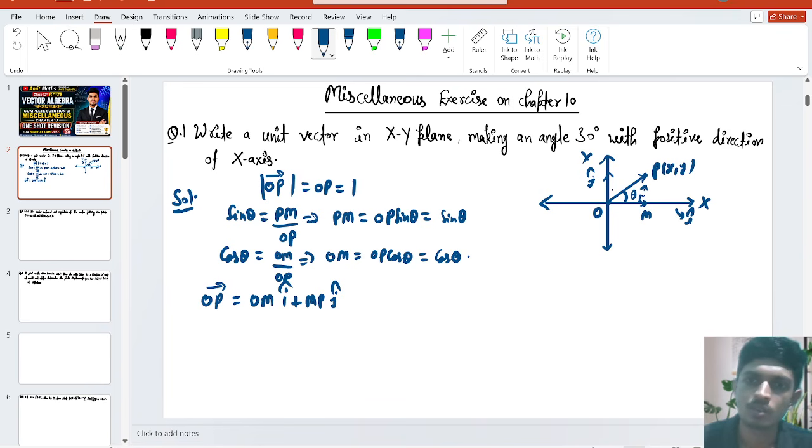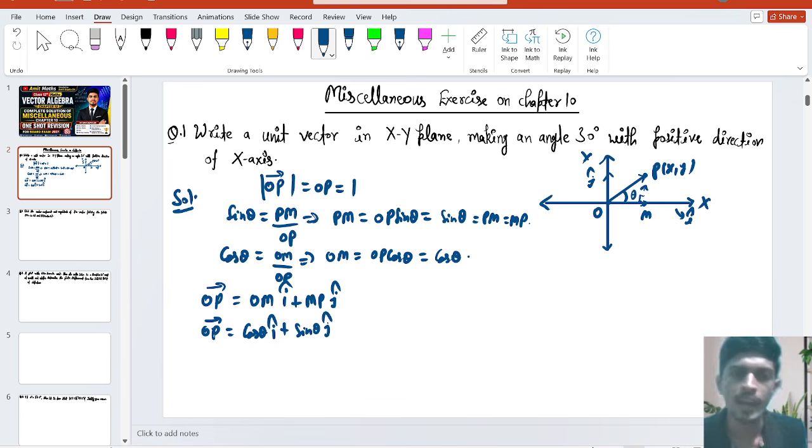OP is a unit vector, OM is equal to cos theta, so this is cos theta i cap. MP means PM, both are equal, so MP is equal to sin theta, so sin theta j cap.